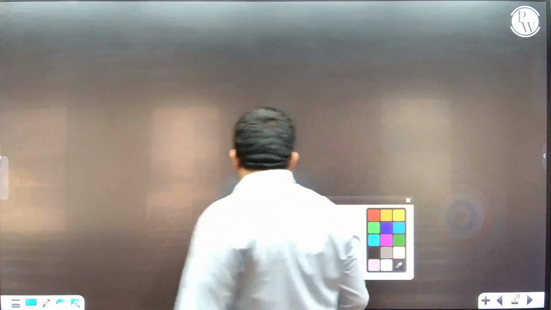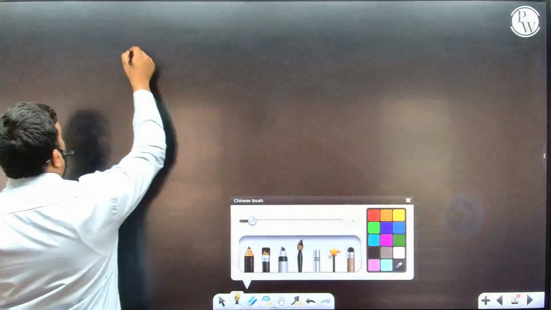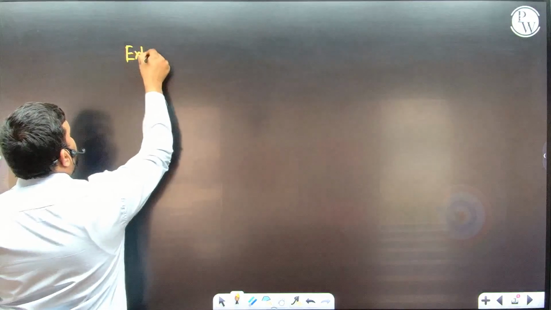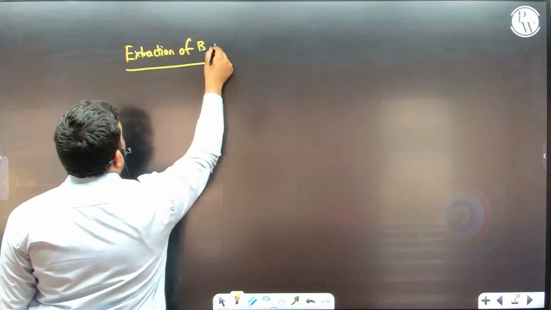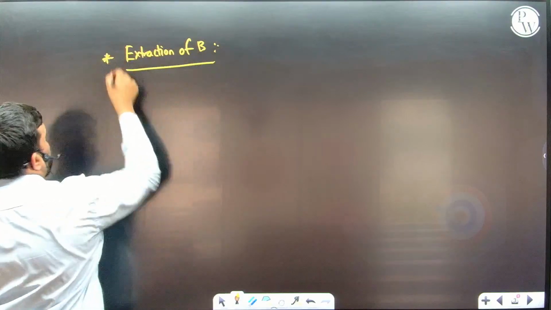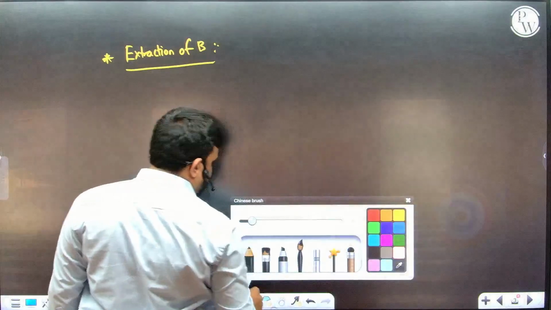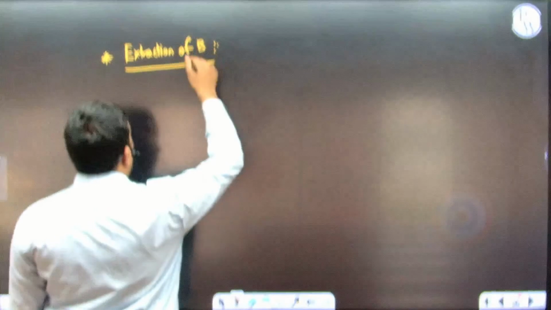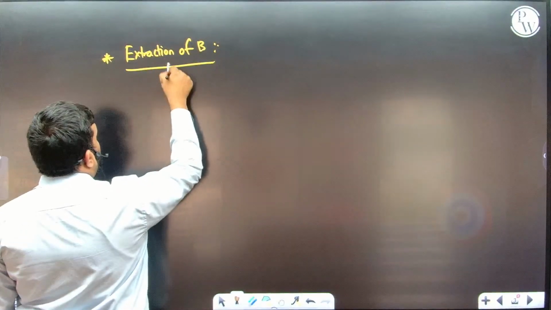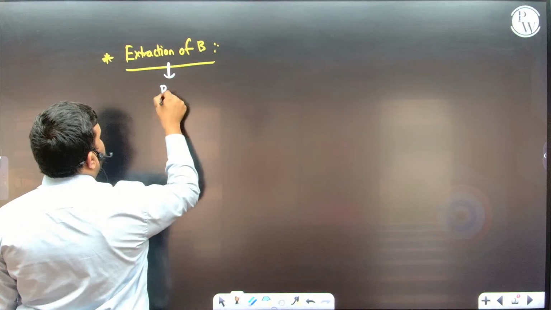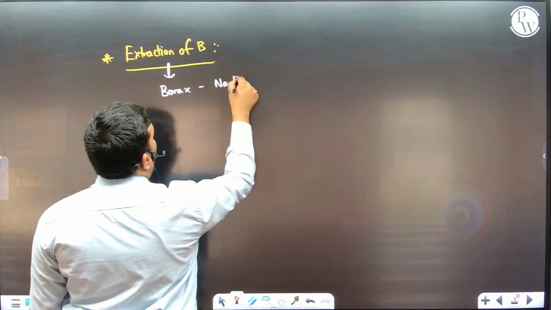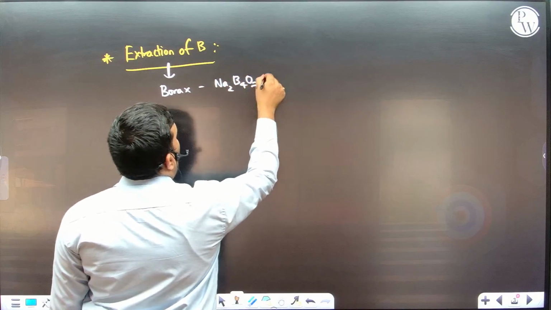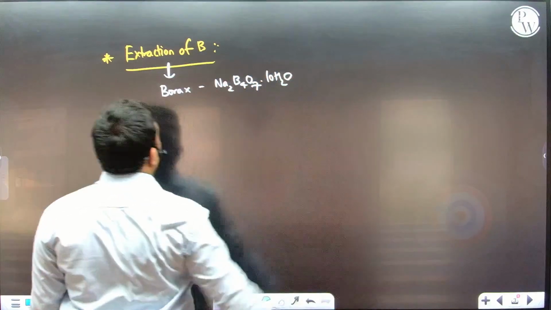So now we will first talk about the extraction of boron. For this you must be knowing that we are extracting boron, and we should know the mineral ore of boron, which is nothing but borax, the very important one. Generally we write down the formula Na2B4O7.10H2O as the general formula.